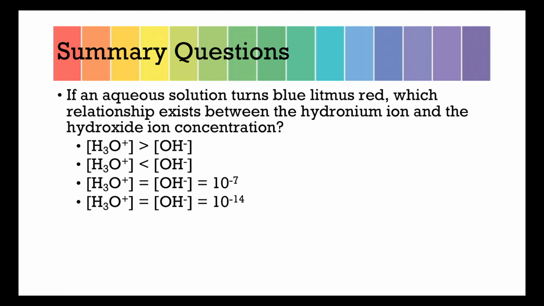Okay, so let's wrap it up with 5 summary questions. If an aqueous solution turns blue litmus red, that means it is an acid. Which relationship exists between the hydronium? Hydronium is H3O+. Hydroxide is OH-. That is on Table E, the polyatomic ion table, in case you forgot. So how are those two related?